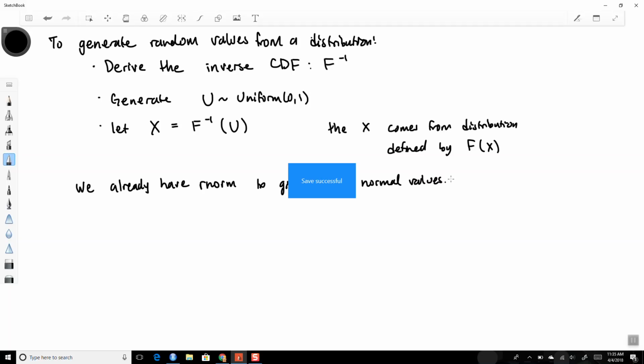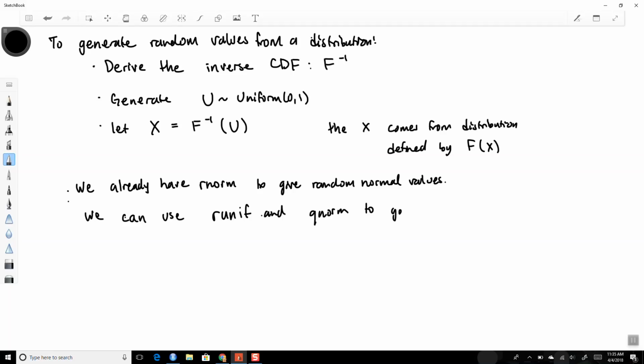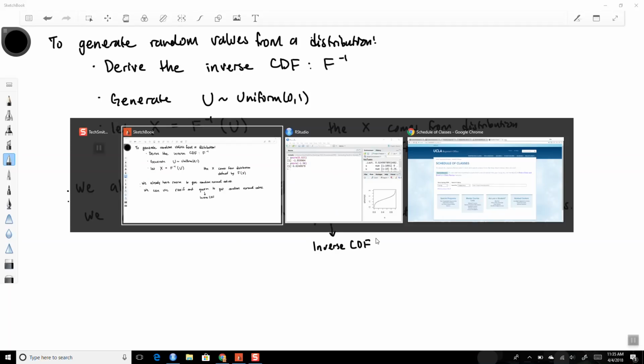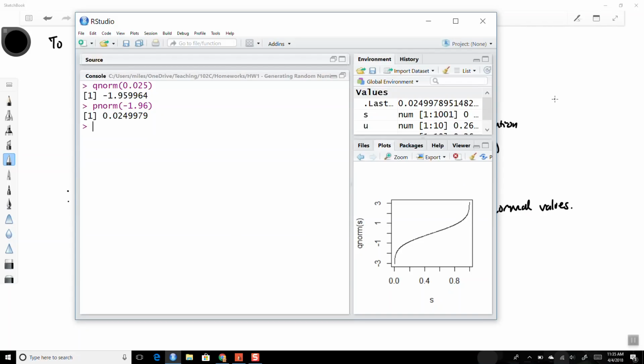Okay, so we wouldn't actually do this, but we can use runif and qnorm to get random normal values. And this is actually kind of what R does. runif generates random uniform values, and qnorm is the inverse CDF. So we could use random uniform values along with the inverse CDF, and this is what R actually kind of does.